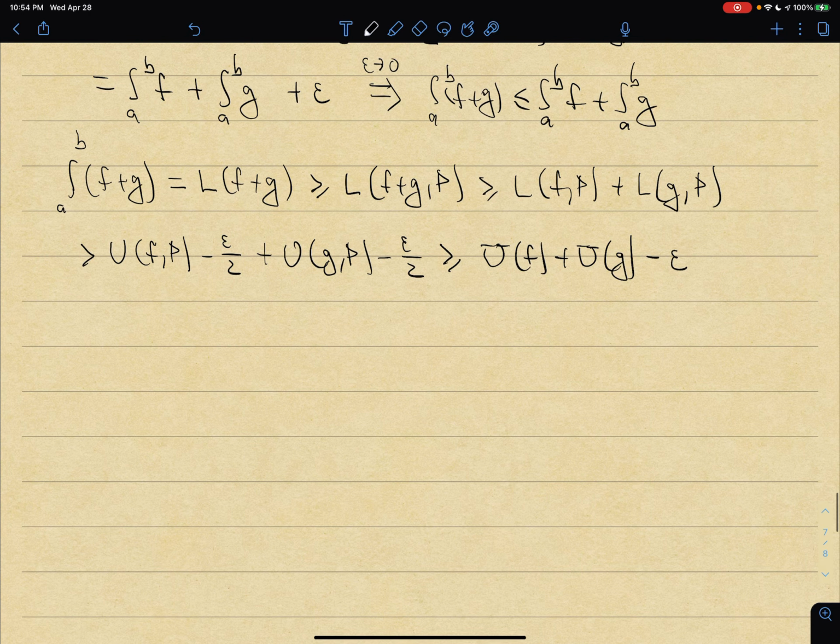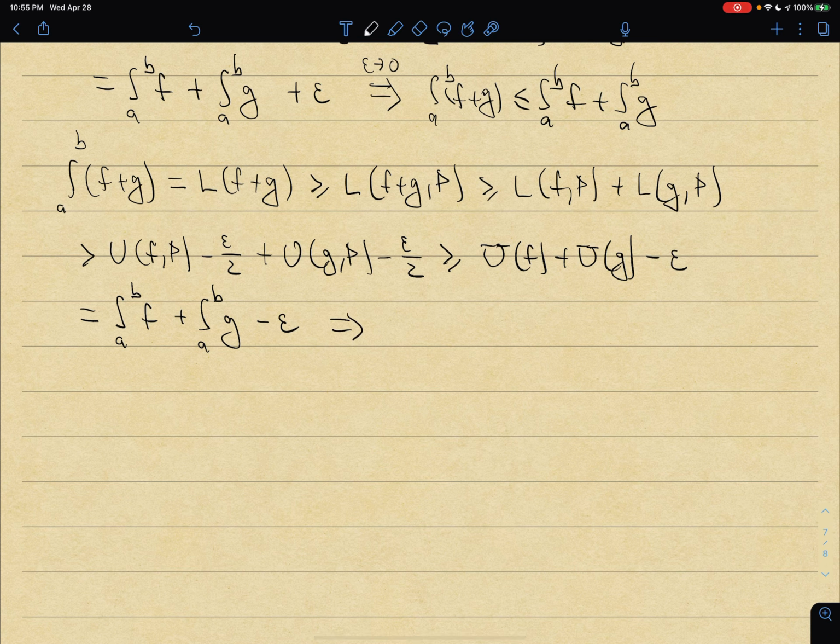And then the last inequality, what is this thing here? f is an integrable function, so U of f is the same thing as the integral from a to b of f. U of g is the same thing as an integral from a to b of g, and then epsilon still is sitting here.